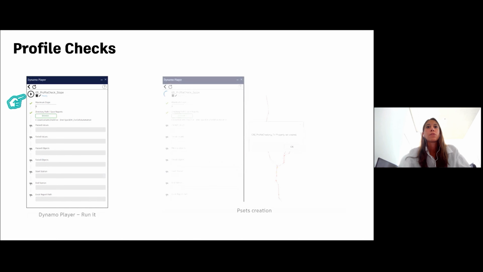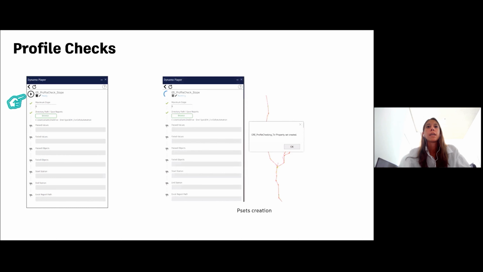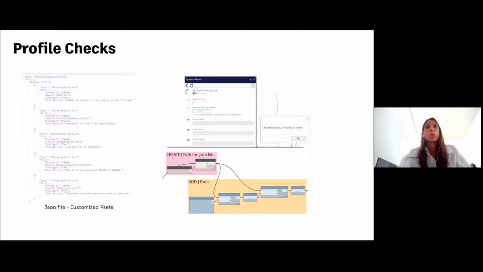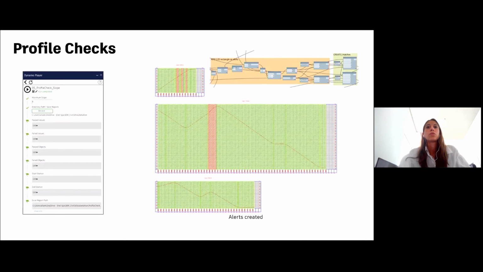By running it, as for the radii, a pop-up appears and informs the user that the property set has been created. To do that, in Dynamo, we link the JSON file with the custom properties here to the left. After that, Dynamo creates the profile views for each alignment and places them one under the other. So we can see here that from the polycurves that are created as connection between the profile vertical intersections, I mean the PVIs of the alignment profiles, we can get the curves.